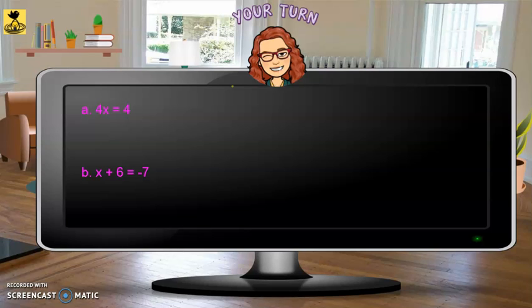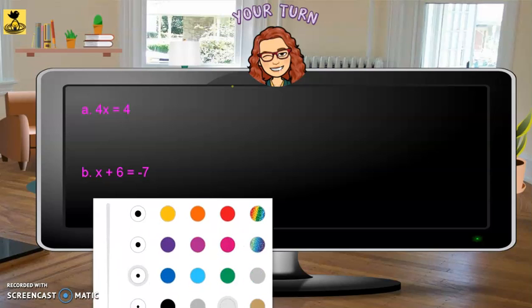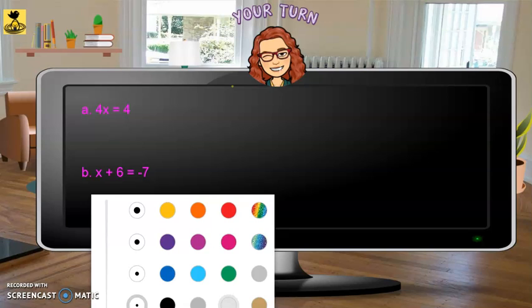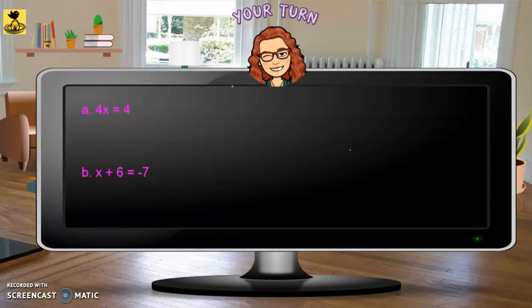Okay, let's solve this. So this is 4x. Let me just make my pen thinner. Okay. So 4 times x, or 4x equals 4. So this is multiplication, sorry.